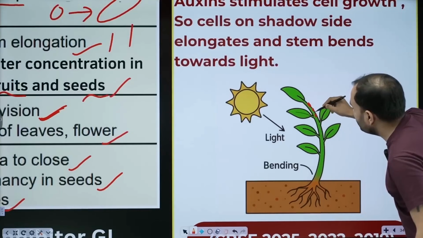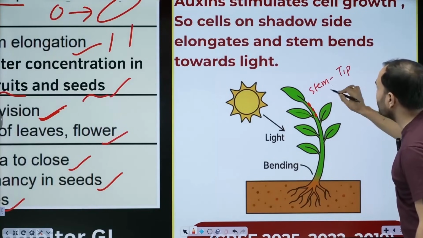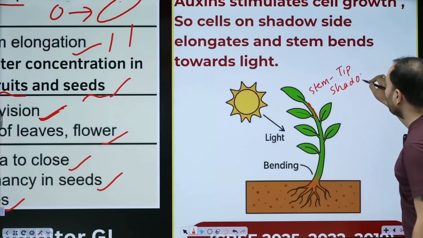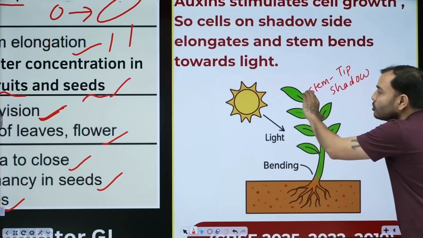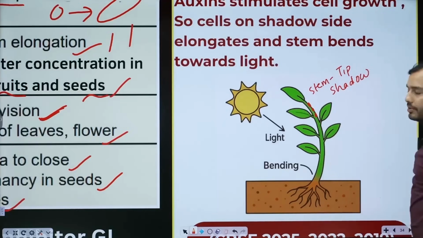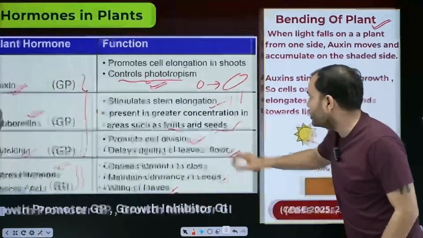Where are the auxins found? At the tip of the stem. And even at the tip of the stem, where are they? In the shadow area. Now, after reaching here, what does the auxin do? It elongates the cell. So, if this part lengthens, the plant will bend forward. So, the same story is written here. The exact same story, fully written.